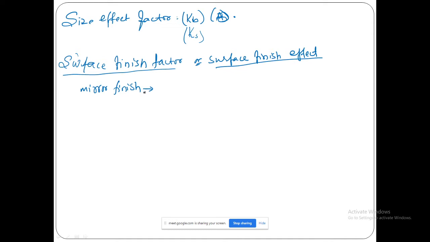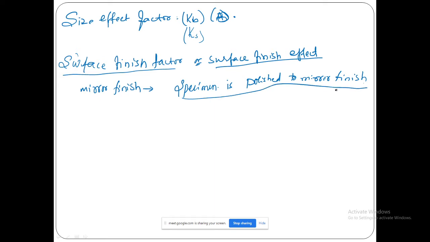Now if the component is preferred, what is done? The specimen is polished to a mirror finish. For conducting experiments you are preferring the specimen with a mirror finish. As its size is very small, you can carry out the mirror finish polish over the component surface.